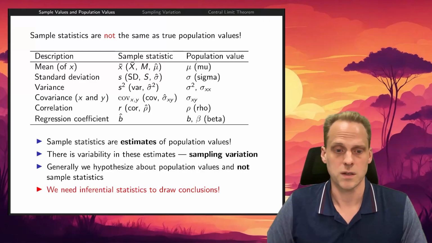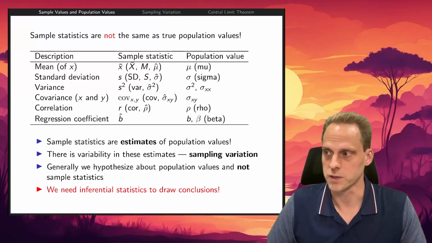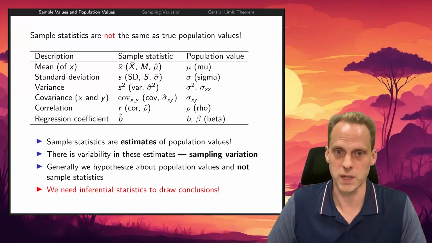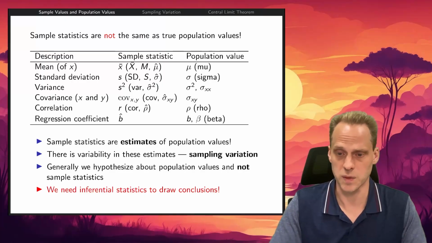And to do that, we need inferential statistics to draw conclusions. So we need to use statistics to do inference, to try to infer something on the population level based on our sample statistics.